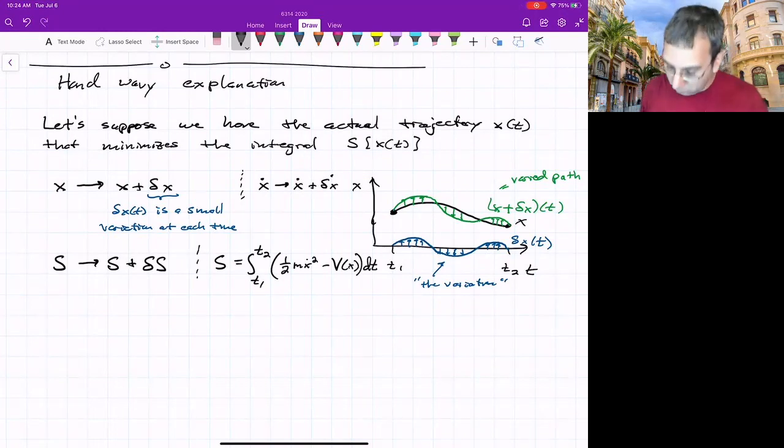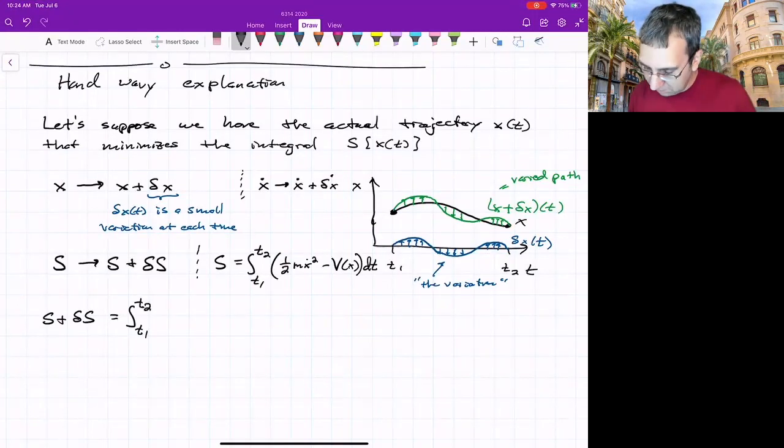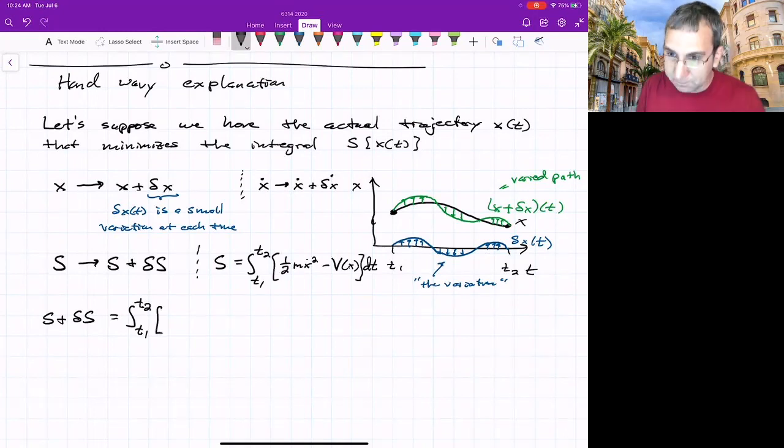Well, what we do is we now write the integral, but every place we have x, we put in x plus delta x. Every place we have x dot, we put x dot plus delta x dot. So this integral, maybe if I write it here, put a square bracket around that. We put some square brackets around here.